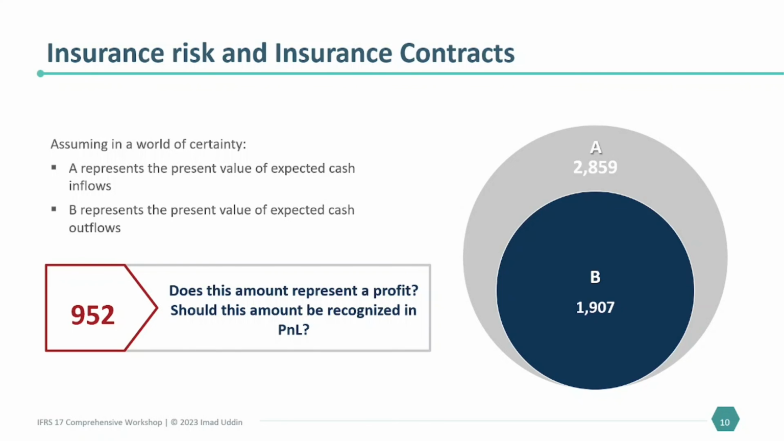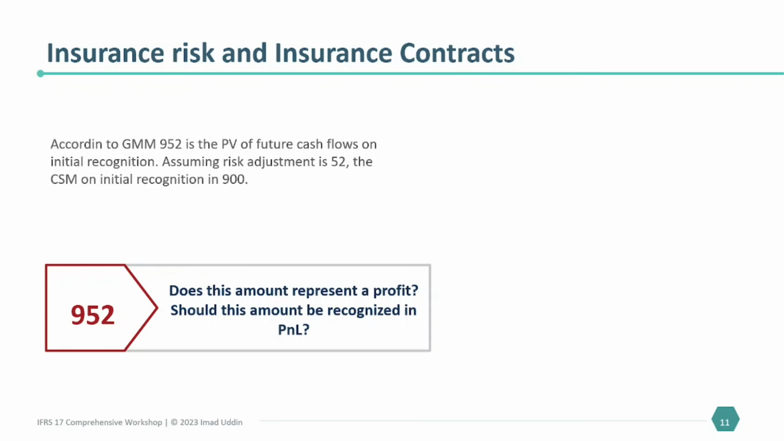And under IFRS 17, we have 3 components. We have the present value of expected cash flows, we have risk adjustment, and the remaining is the profit. So if we were to account for these contracts under the general measurement model, this difference of 952 would be broken up into risk adjustment and the CSM. Assuming the risk adjustment is $52, the CSM on initial recognition would be $900. We'll talk more about CSM and why and how we calculate it.